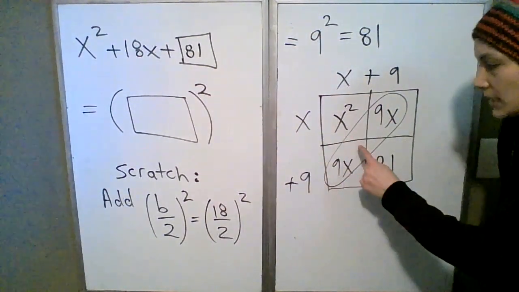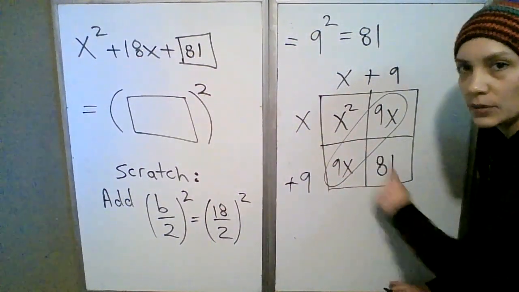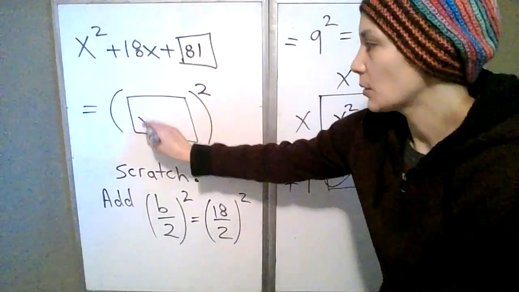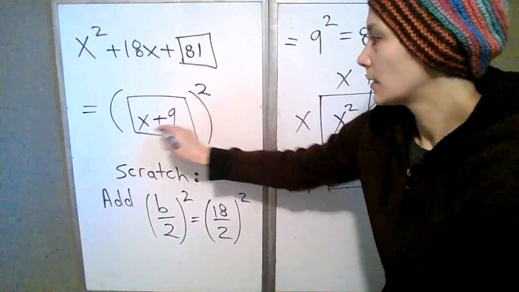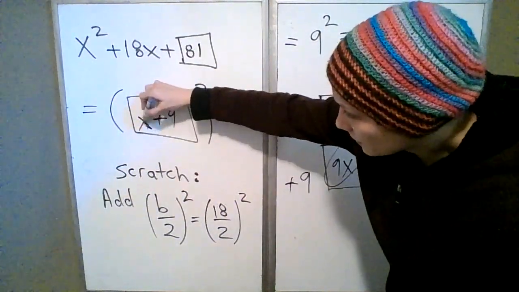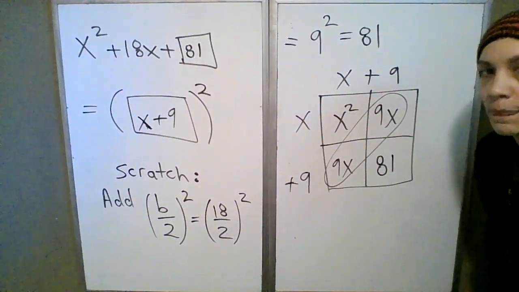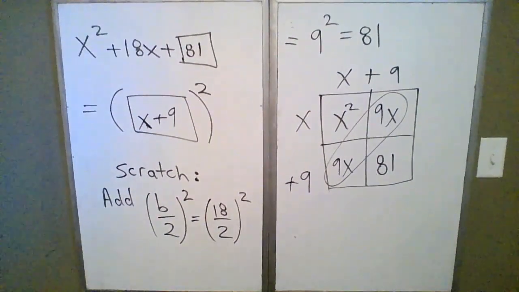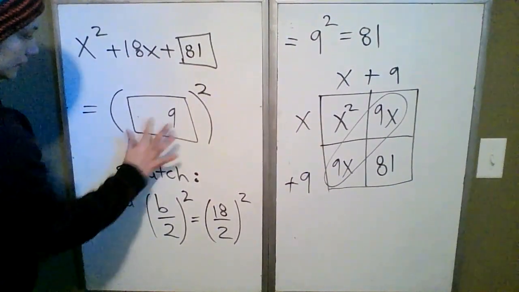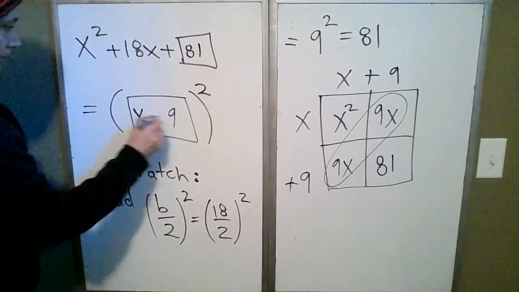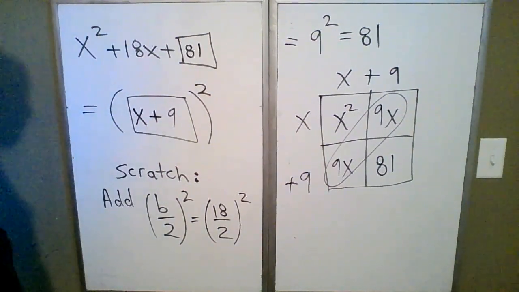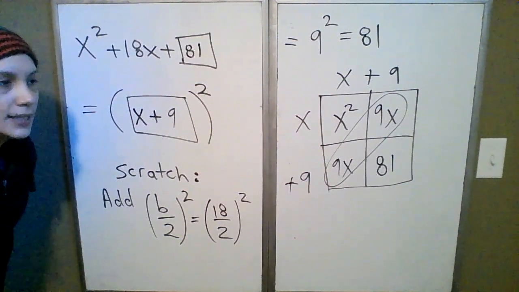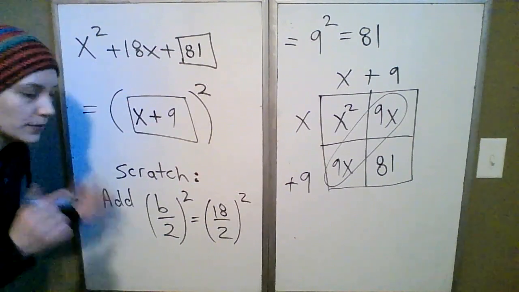So x squared plus 18x plus 81 would be equal to x plus 9 times x plus 9, or x plus 9 squared. We're done. Okay, the next one is another fill in the blank, or fill in the blanks.